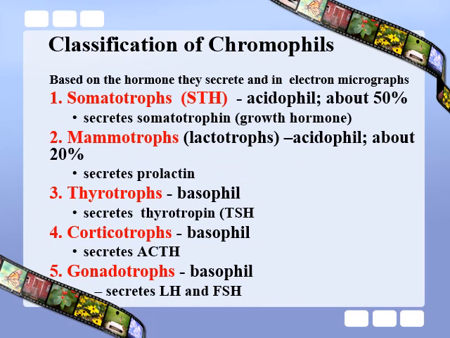So we have the classification of chromophils based on the hormones they secrete and in electron micrographs. We have five. First, we have somatotropes. They are acidophils, about 50%, and secrete somatotropin or the growth hormone. Mammotropes or the lactotropes are acidophils. They secrete prolactin. Thyrotropes secrete thyrotropin or TSH. Corticotropes secrete ACTH, and the gonadotropes secrete LH and FSH.